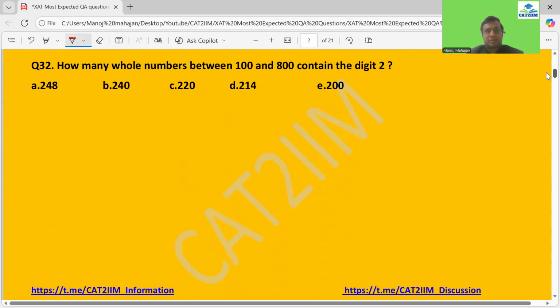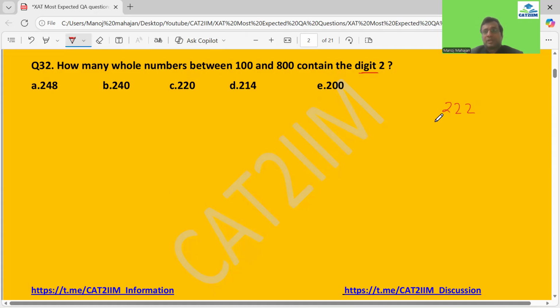It's a very interesting problem that appeared in the XAT paper. How many whole numbers between 100 and 800 contain the digit 2? So let me make you understand. Let's say if I just write one number, let's say triple two. If I ask you how many numbers I have which contain the digit 2, my answer would be 1. This is one such number I've written over here, triple two, in this range.